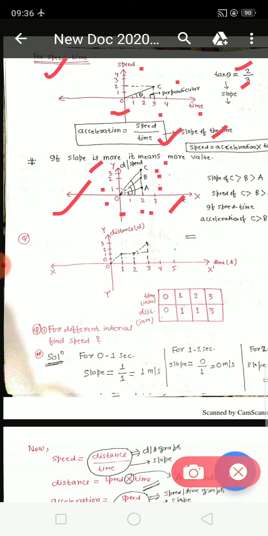Because suppose it is a distance time graph, then the slope of the line will give you the speed. If it is a speed time graph, then the slope of the line will give you the acceleration. So here we can see how you will calculate the slope. Slope is determined by tan theta.